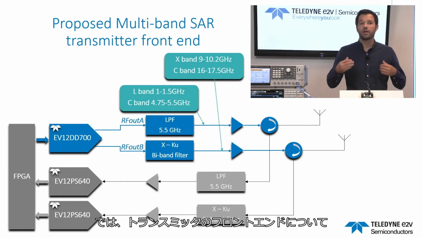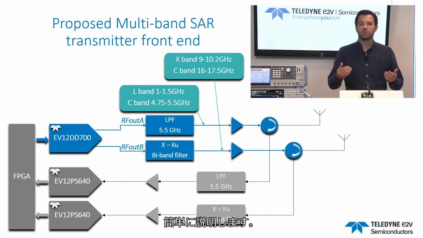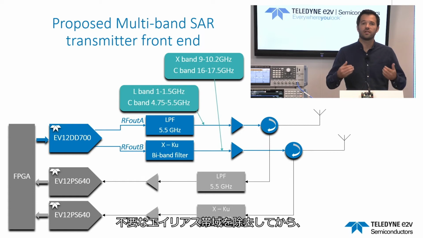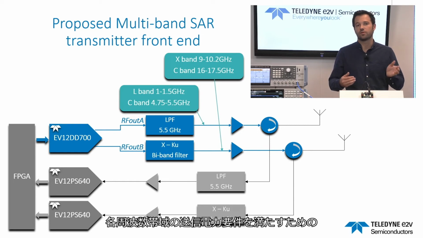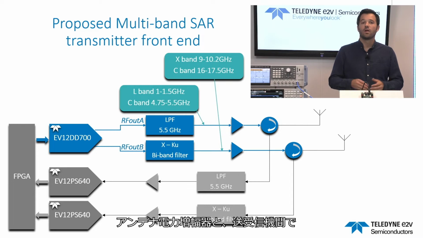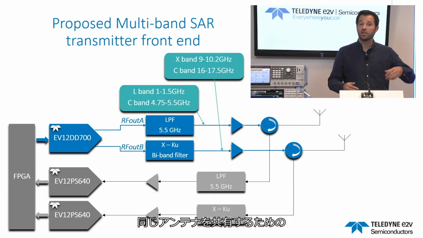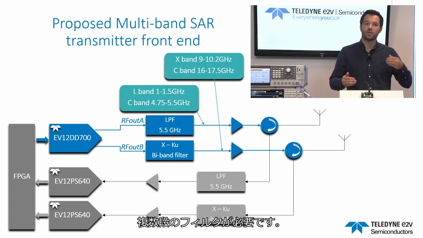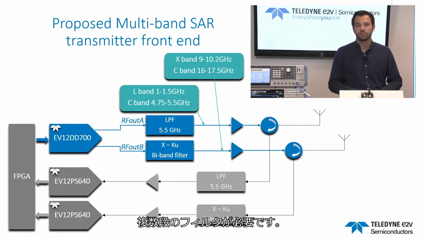Now, let's quickly detail transmitter frontend. At DAC outputs, multiple stages are necessary. Filters to select the desired bands and to remove unwanted aliased bands before to transmit the signal to the antenna. Power amplifiers to meet the transmitted power requirements on each frequency band. And wideband circulators to share the same antenna between transmitters and receivers.